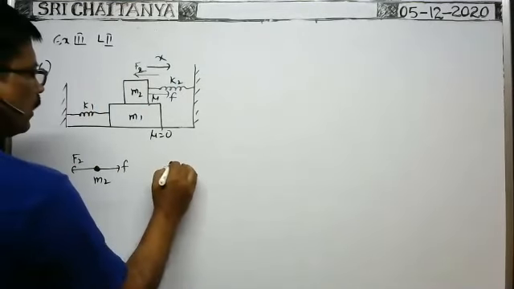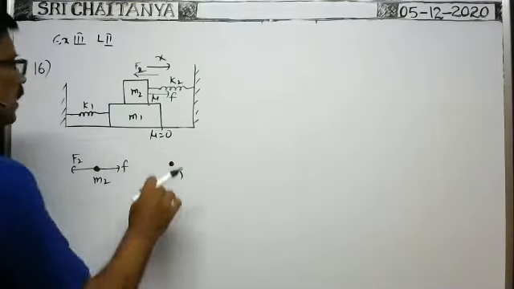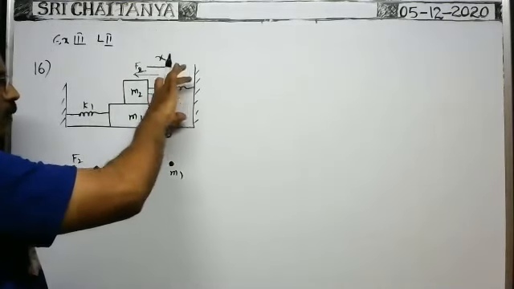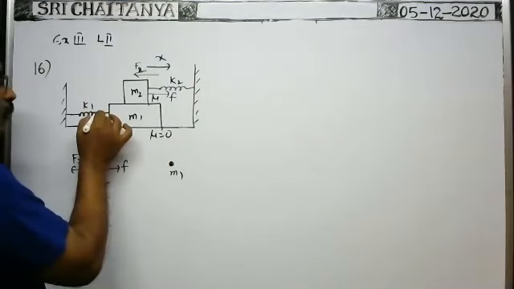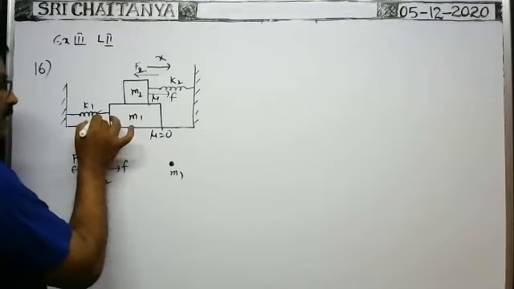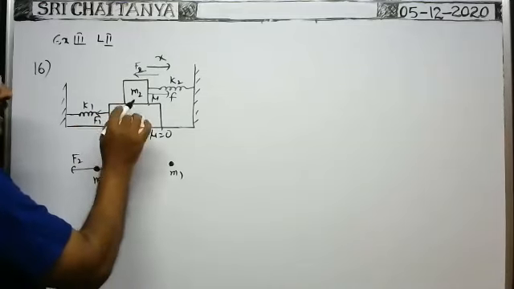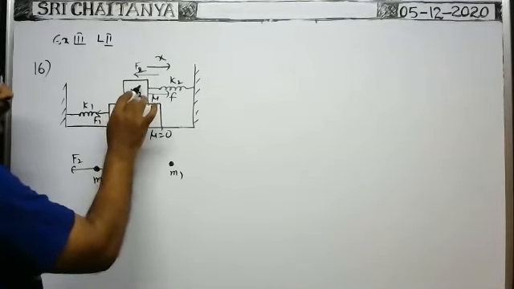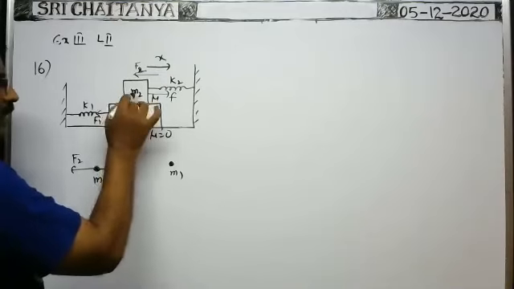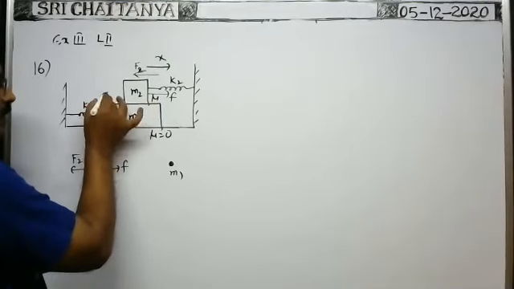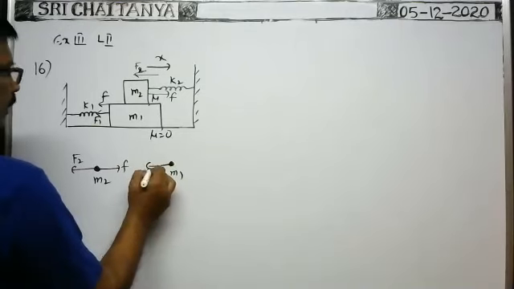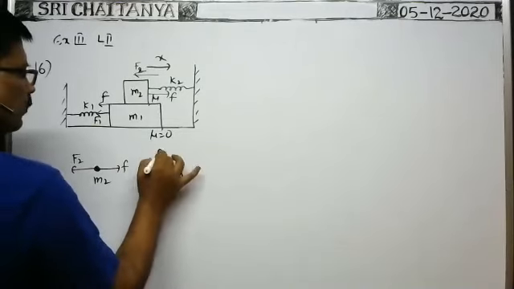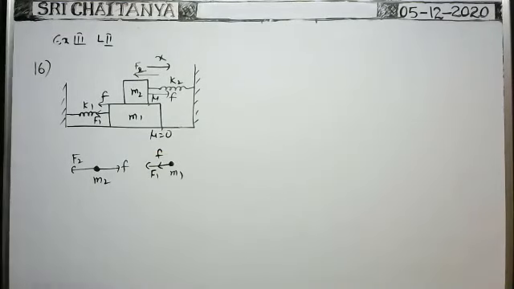Next, for the block of mass M1, whenever the system is displaced towards right, then the spring is extended. That's why spring force acts on the block in this direction, F1. As this block applies the friction on this upper block in this direction, the same friction acts on the lower block in this direction. That's why on this block, the spring force F1 and the friction force F both lie in this direction. These are the forces.